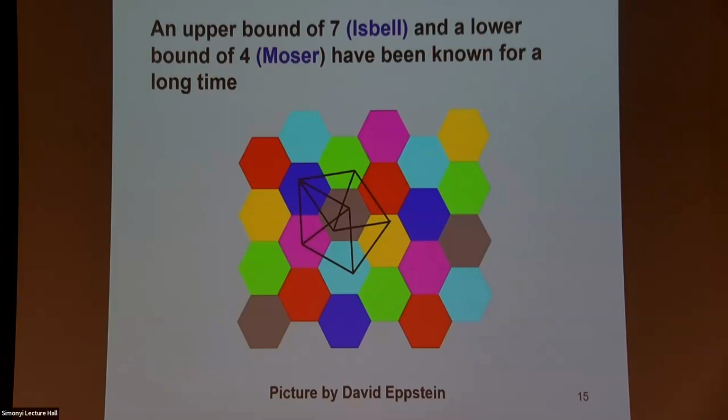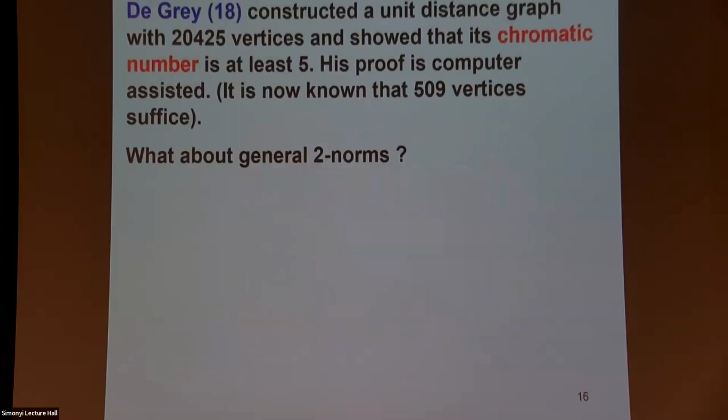So these were the known bounds for quite some time, until a few years ago when Aubrey de Grey constructed a unit distance graph in the Euclidean plane, with a computer-assisted proof but quite a few clever ideas, and showed that its chromatic number is 5. His original graph has about 20,000 vertices. And then it has been reduced, so maybe now the smallest such graph that is known is about 509 vertices.